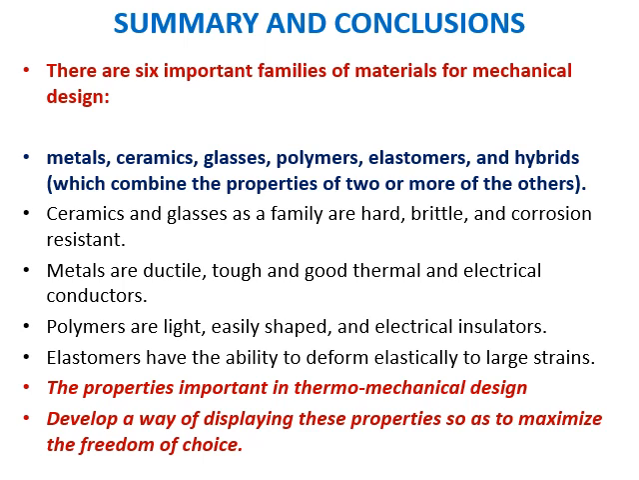Ceramics and glasses as a family are hard, brittle, corrosion resistant, and chemical resistant. Metals are ductile, tough, and good thermal and electrical conductors. Polymers are light, easily shaped, and electrical insulators. Elastomers have the ability to deform elastically to large strains. And then there are the properties important in thermomechanical design, and also a way of displaying these properties so as to maximize the freedom of choice.